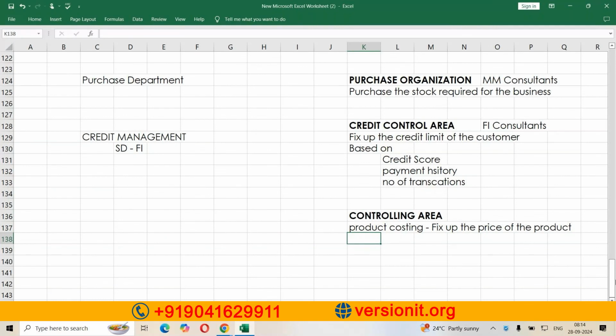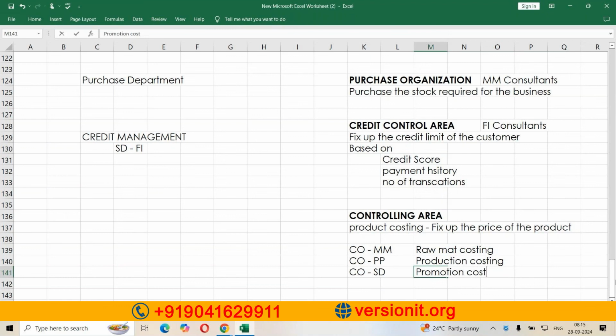So what the CO team does is work with MM to know the cost involved in purchasing the raw material. We call it raw material costing. The CO team works with the production department to know the cost involved in manufacturing the product. The CO team works with the SD department to know the cost involved in promoting the product. So based on these parameters, they fix up the price, which we call product costing.